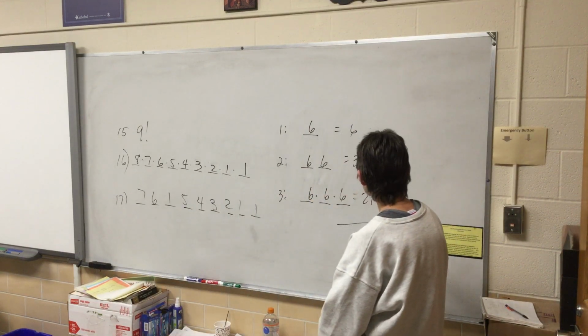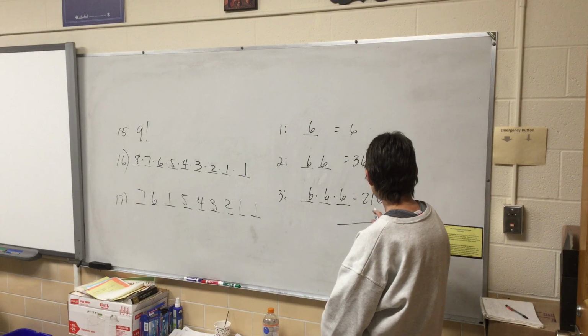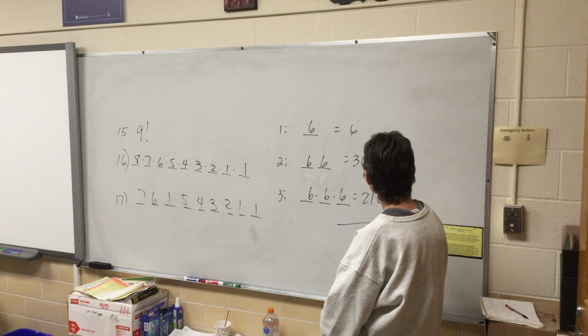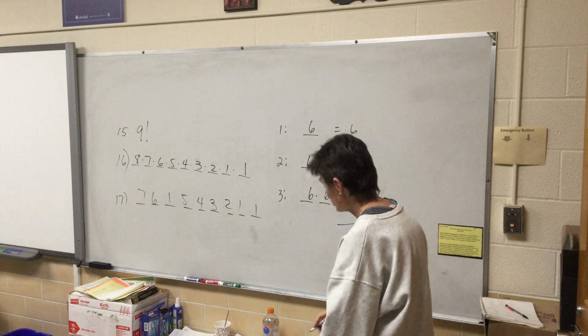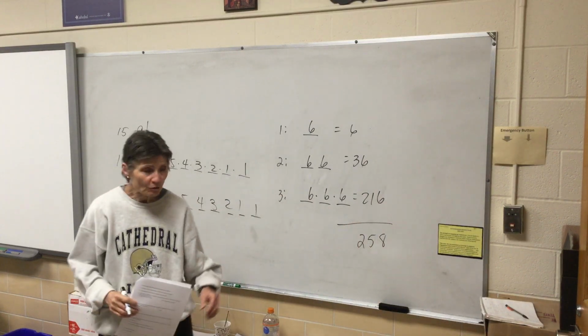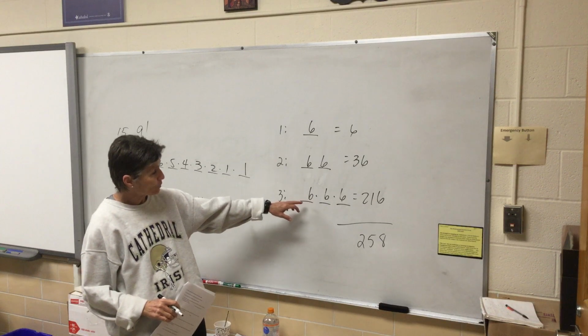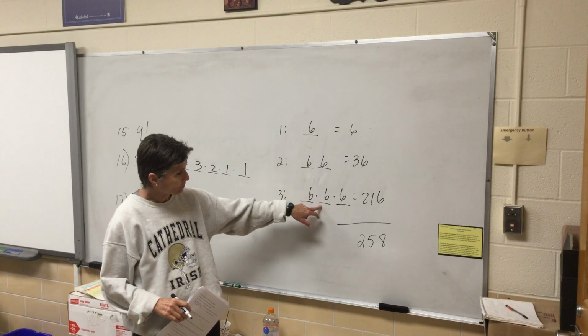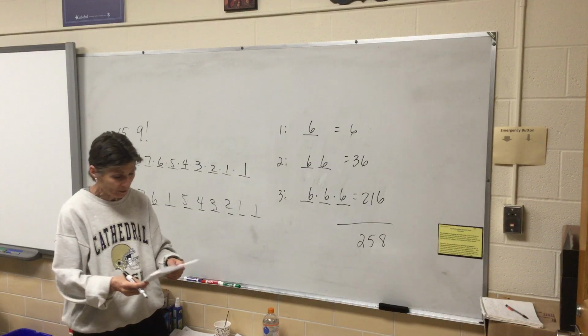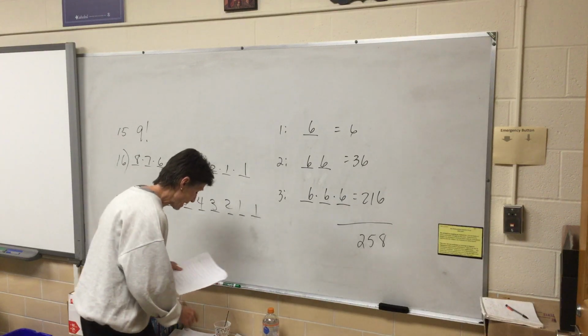So I'm going to add all these up. And what do I get? Is it 258? Double check my arithmetic there. I think that's right. 258 different numbers. When you are doing two things at the same time, when you are picking a number and a number and a number, you multiply. And is it multiply, or is it add?